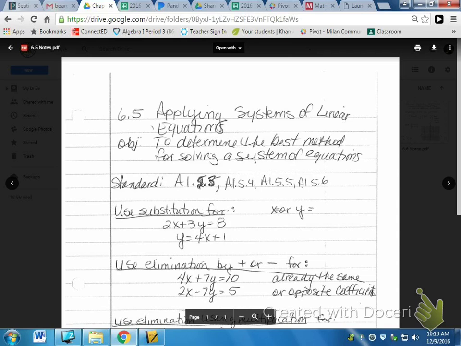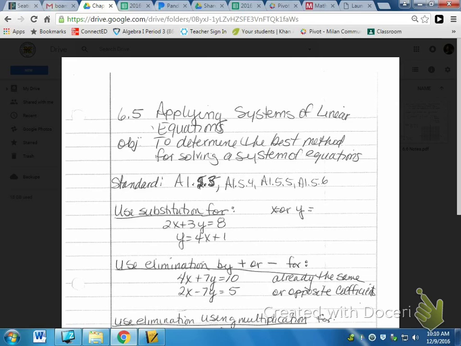So the standards are Algebra 1, 5.3, 5.4, 5.5, and 5.6. I've just got it spelled out here. We're not going to do any real examples until we get to the end. I've got a word problem I want to show you.